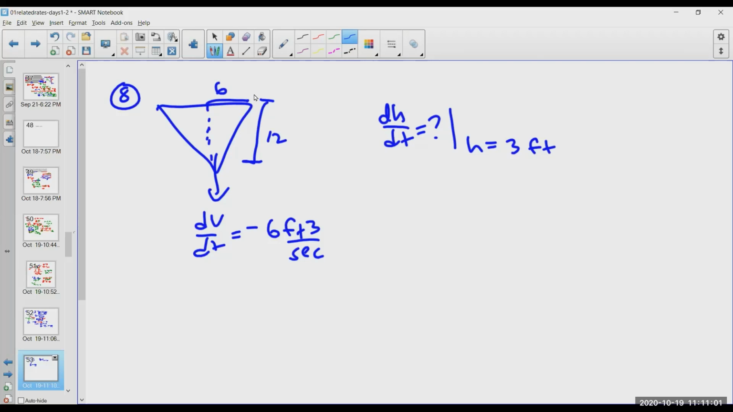So the 6 and the 12 are not going to change. But the volume inside is going to change, right? So this level here, I'm going to call it H. Okay, H is going to change. All right, so think of what I've got. I've got a cone. I've got V. I've got H. What's my formula going to be?